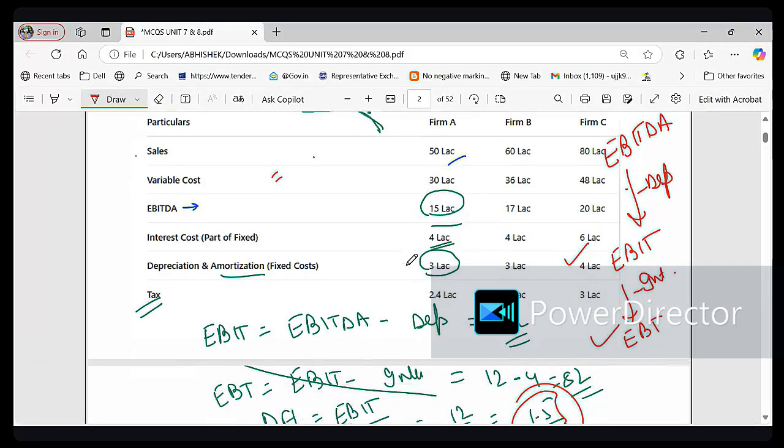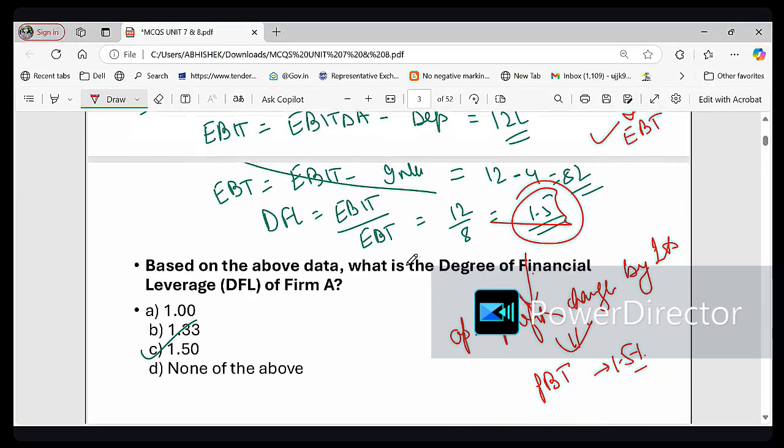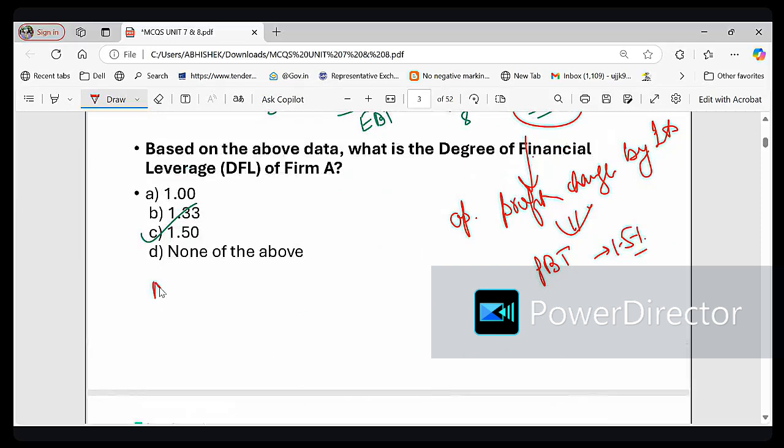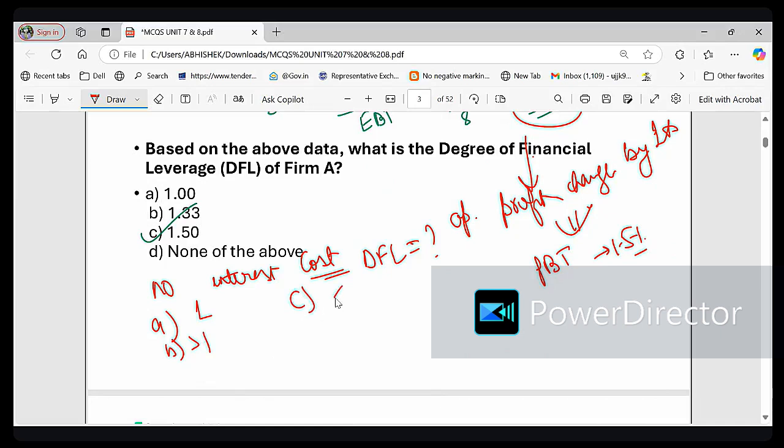One more question I want to ask you. Suppose the company has no interest cost. What will be the DFL? Option A, 1. Option B, greater than 1. Option C, less than 1. What do you think? Suppose no interest cost is there, what will be the degree of financial leverage? Just waiting for your response.